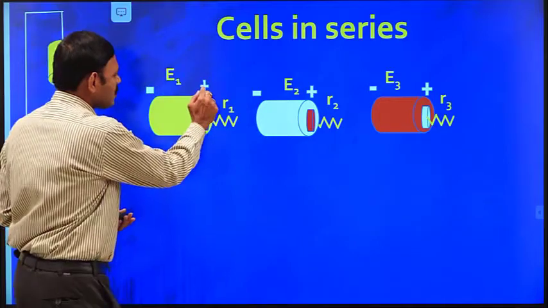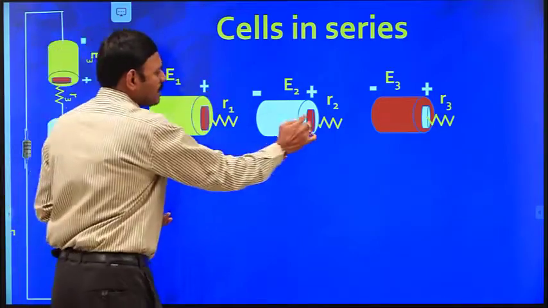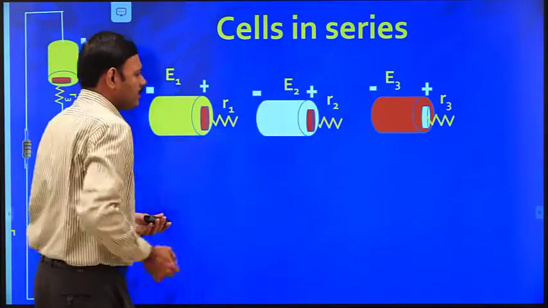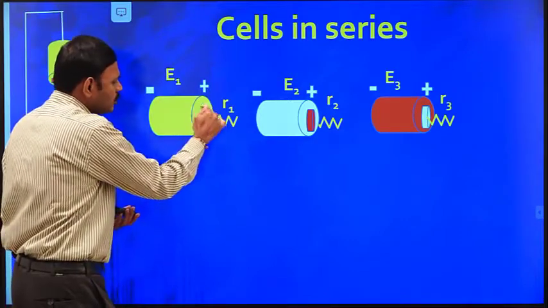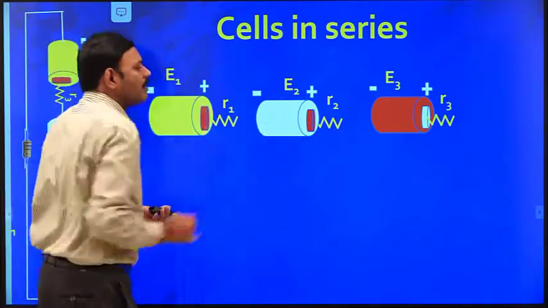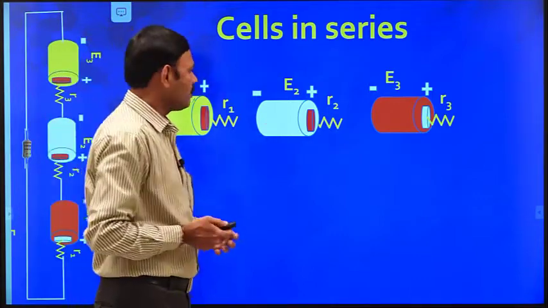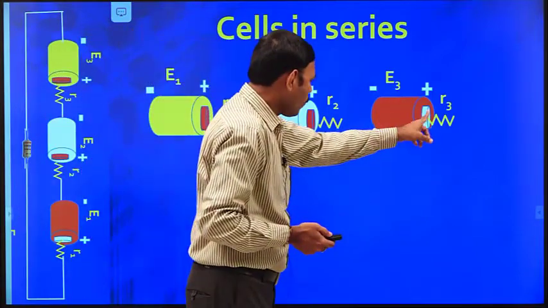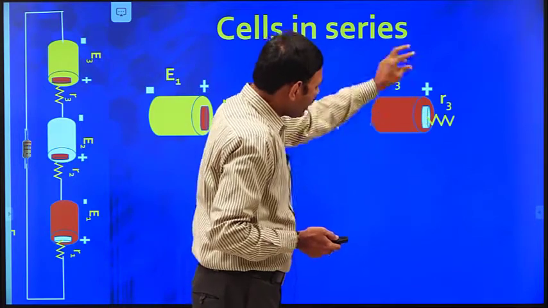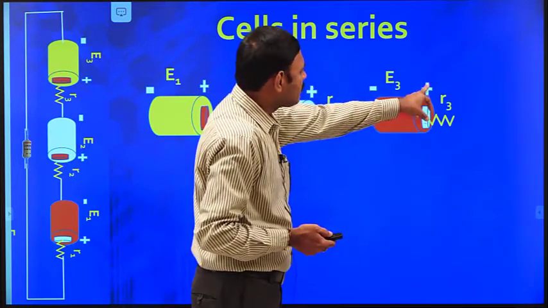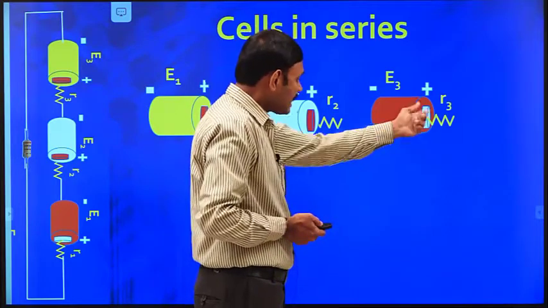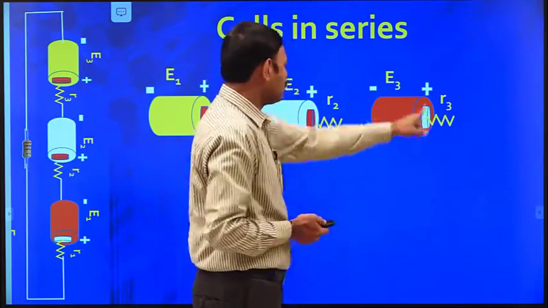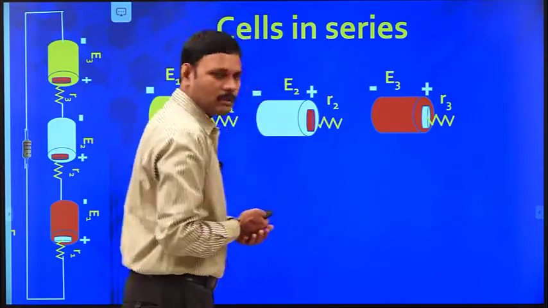Here this is the positive terminal of the cell, negative terminal. For the second cell, positive terminal and negative terminal. Here the cell at which we have some projection is considered to be the positive terminal. This is the projection given to the cell, let it be positive terminal. So for the third cell also, this is the positive terminal. You recognize the positive terminal of the cell by the projection given over the cell diagram. This is the positive terminal and this is the negative terminal.